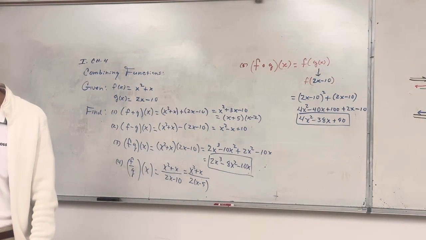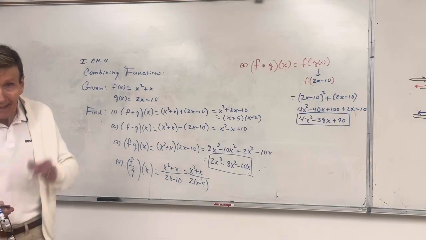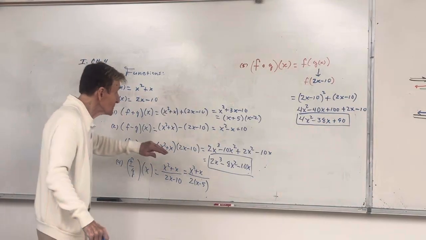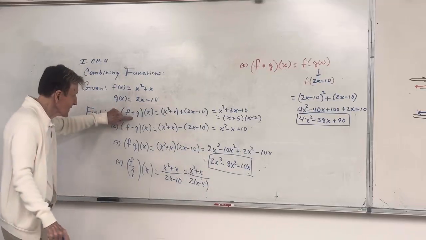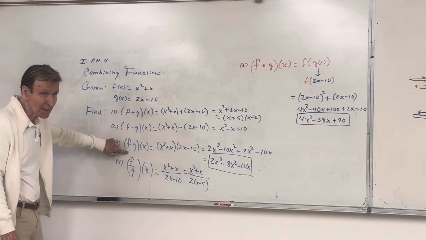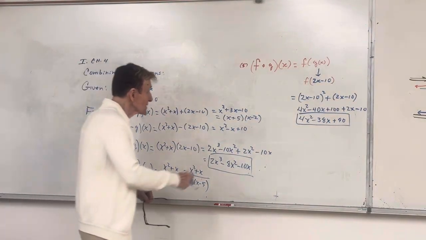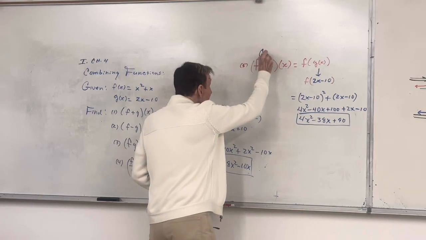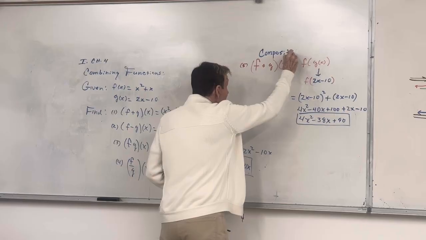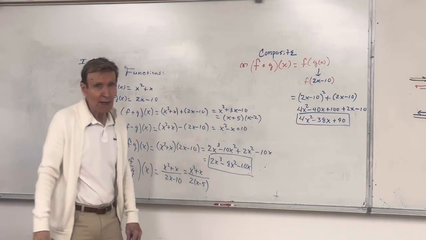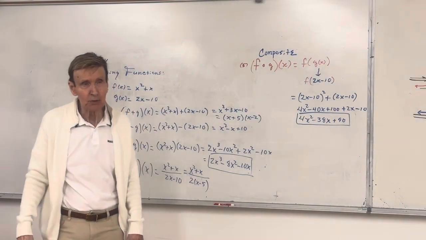Now, they give a name. The first one I did right here, of course, is addition. I know the name for this. This back here was addition, subtraction, product, quotient. They call this a composite. I'm trying to find the composite between two functions.